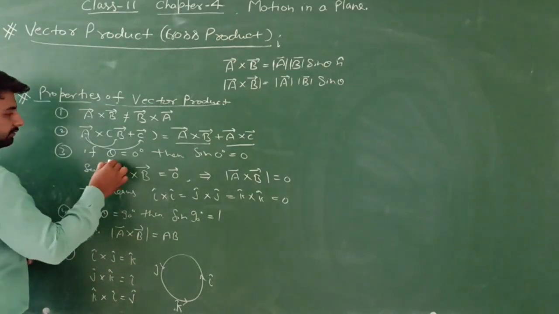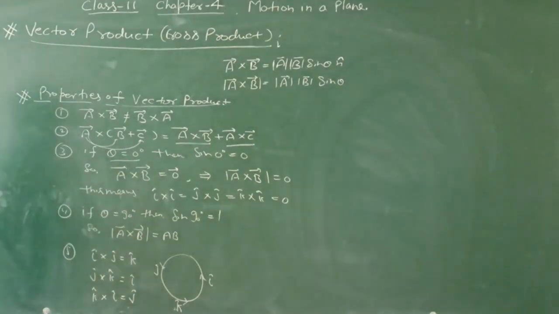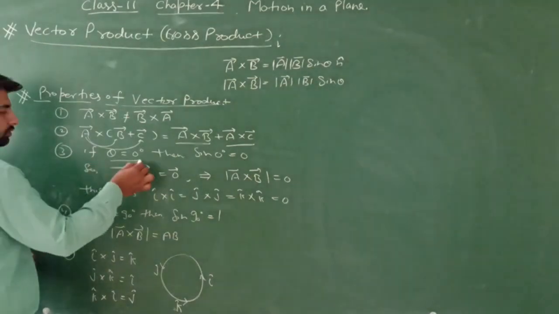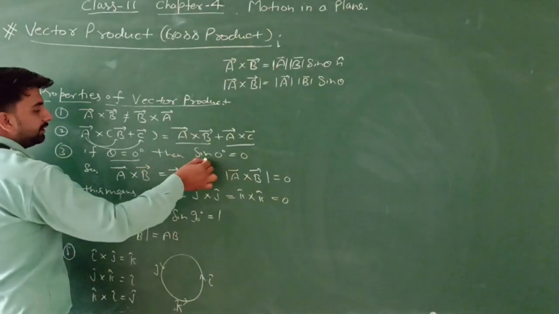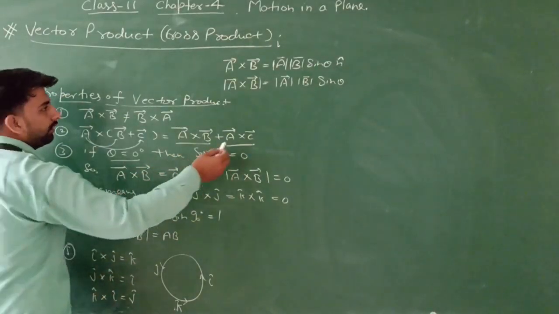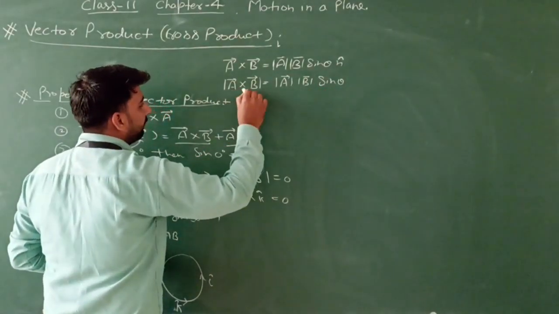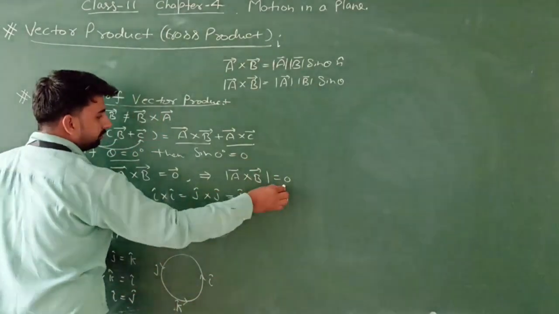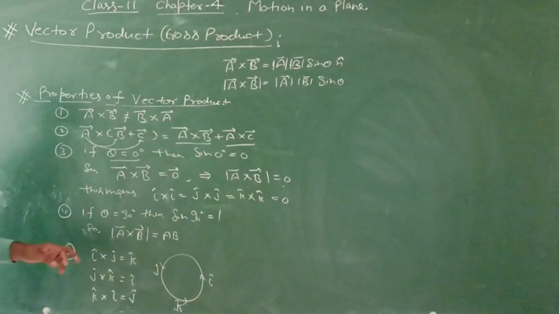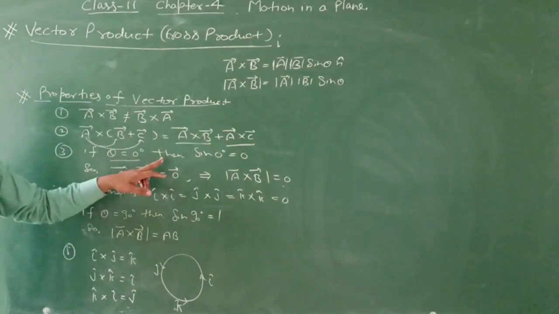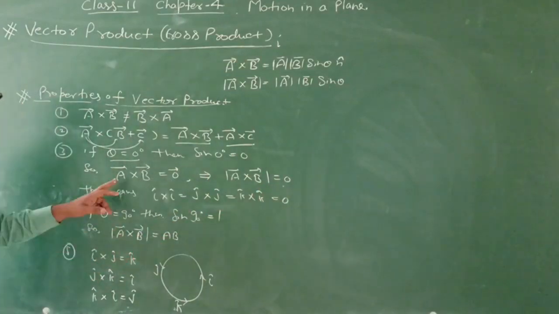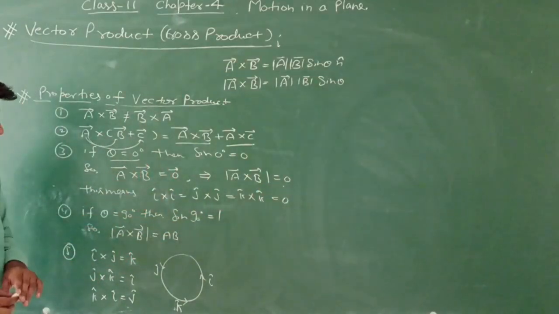Third, if theta is equal to 0 degrees, this means the vectors are parallel or anti-parallel. Then sin 0 is equal to 0, so the magnitude of A cross B is equal to 0. Clear? So A vector cross B vector is equal to the zero vector.